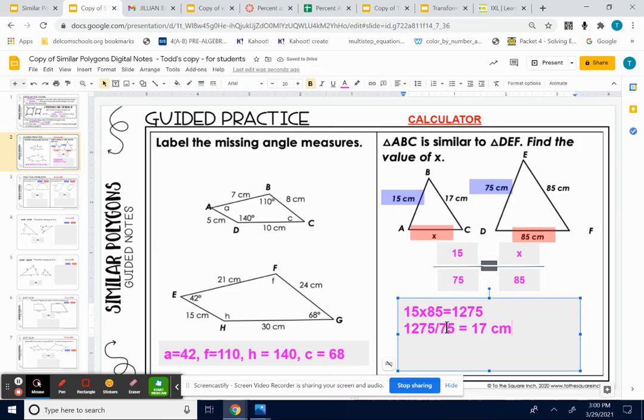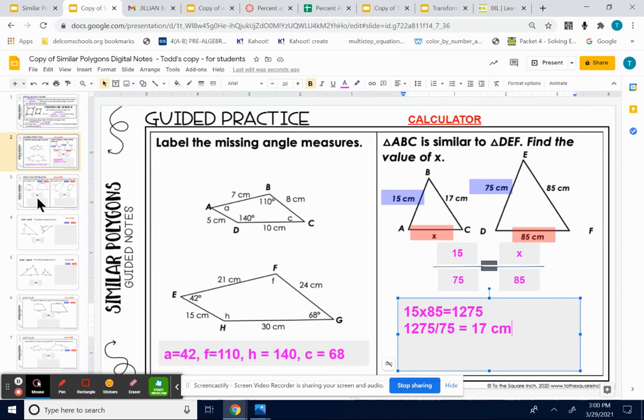Okay, this just takes practice, but what we did, we found the sets of corresponding sides, the 15 and the 75, because they were in the same place. The x and the 85, because those are in the same place. We wrote a proportion showing that 15 over 75 is equal to x over 85, and we butterflied it to get the missing value of x, which is 17.